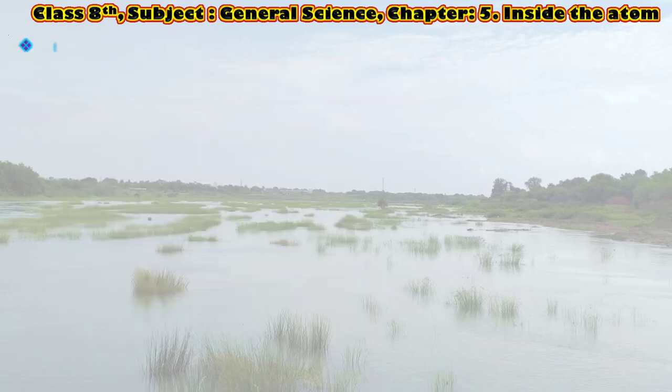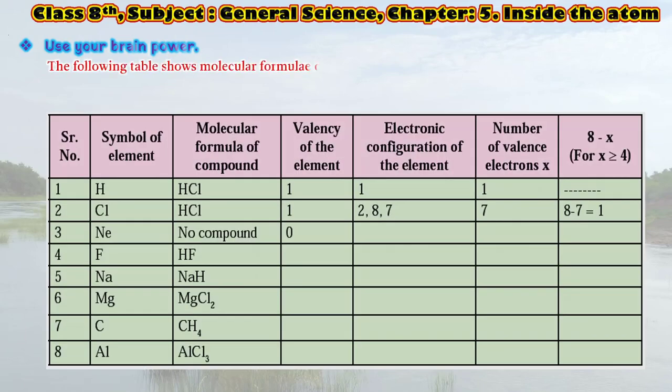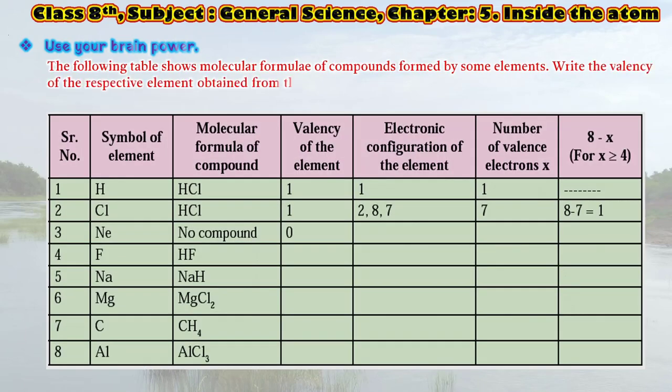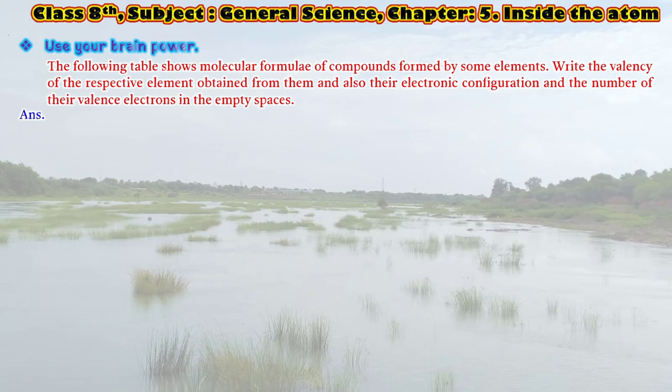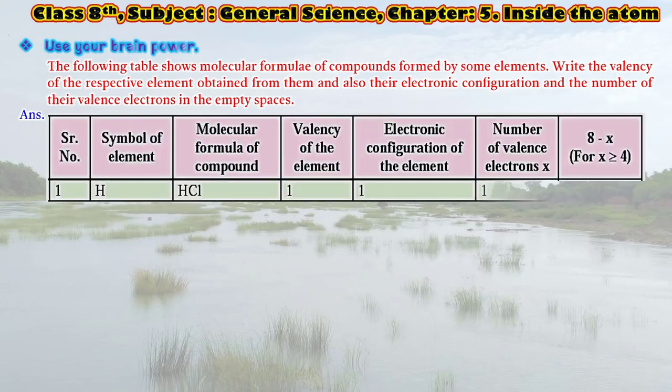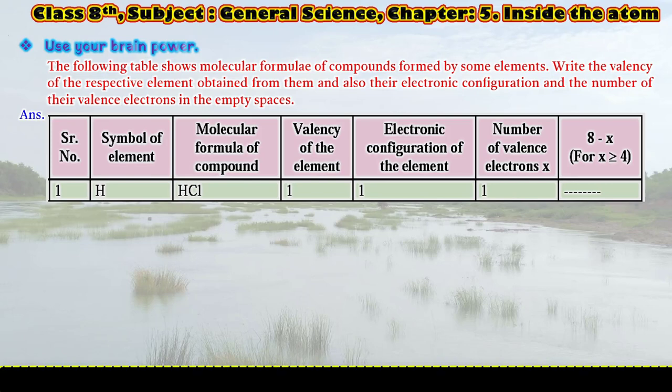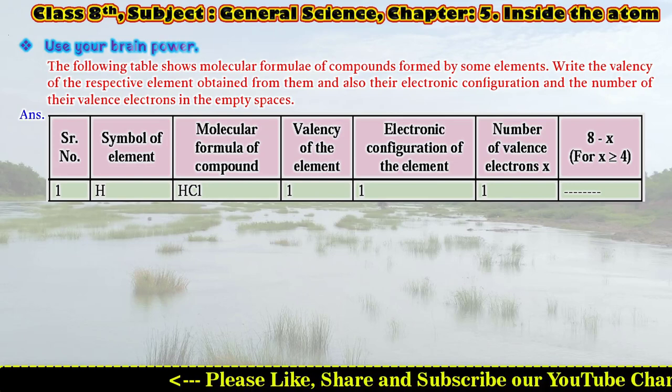Use your brain power. The following table shows molecular formulae of compounds formed by some elements. Write the valency of the respective element obtained from them and also their electronic configuration and the number of their valence electrons in the empty spaces. Answer. First is symbol of element capital H. Molecular formula of compound is hydrochloric acid HCl. Valency of the element is 1. Electronic configuration of the element K1. Number of valence electrons is 1.